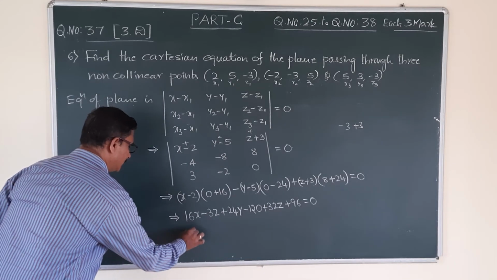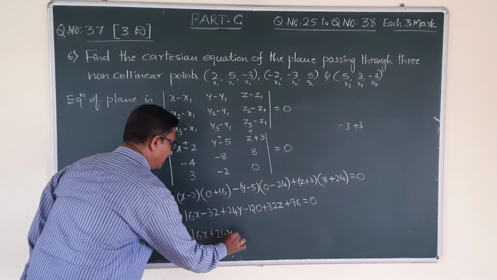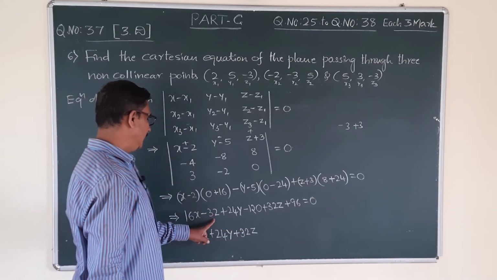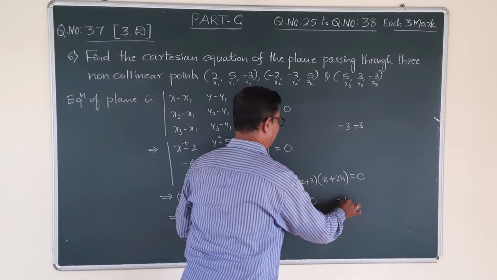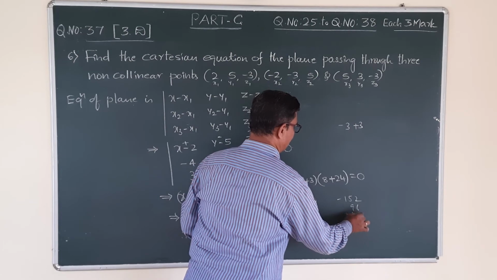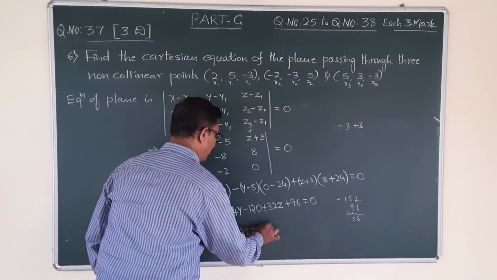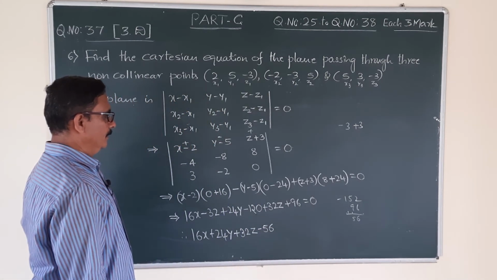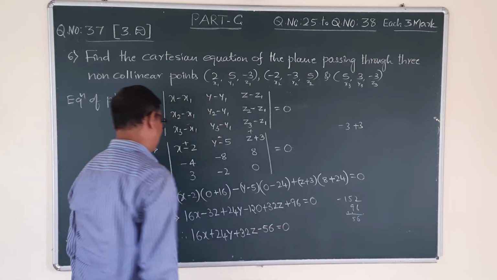Rearrange. 16x plus 24y plus 32z minus 32 minus 120 minus 152, minus 152 plus 96. Less, that is minus 56, correct? Minus 56 is equal to 0.